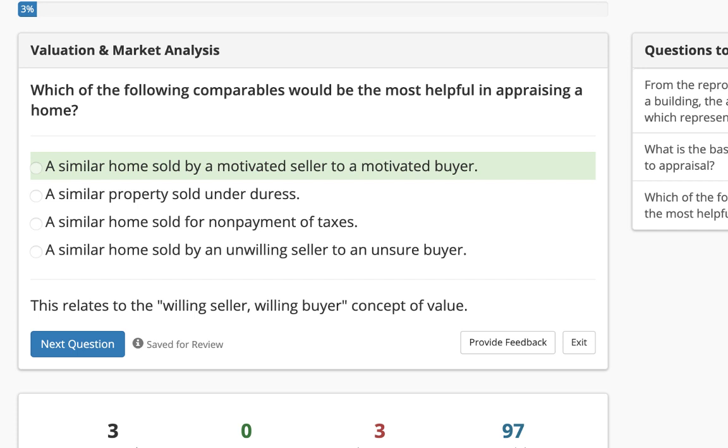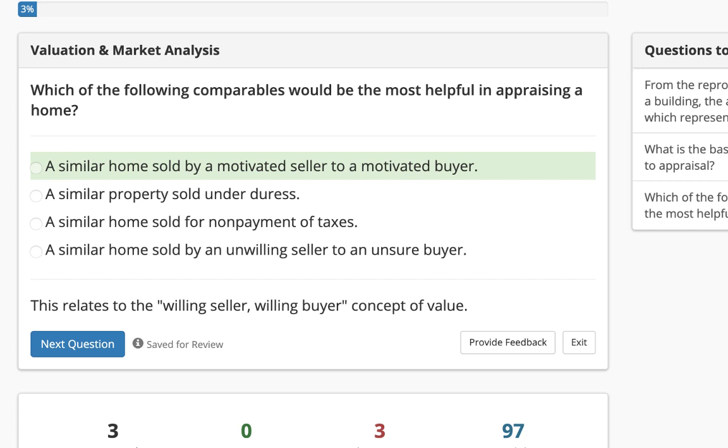And the point there is mostly just about if you're trying to sell a home, you're going to be a motivated seller. Your seller's going to be motivated. Obviously, you want a motivated buyer. And so that's just going to be your most apples to apples comparison. And that's all a comparable is, right? It's something that we compare against our subject property to get a good idea of what it's worth.